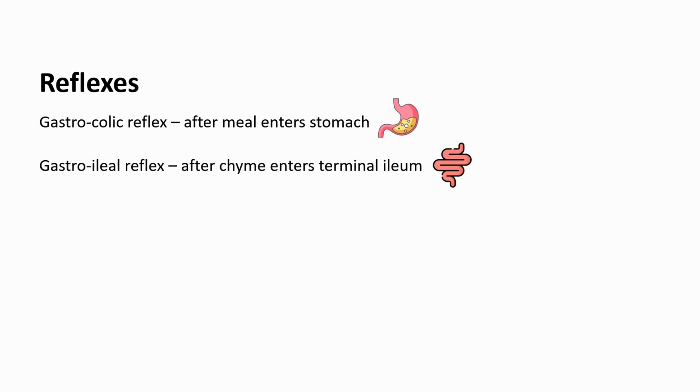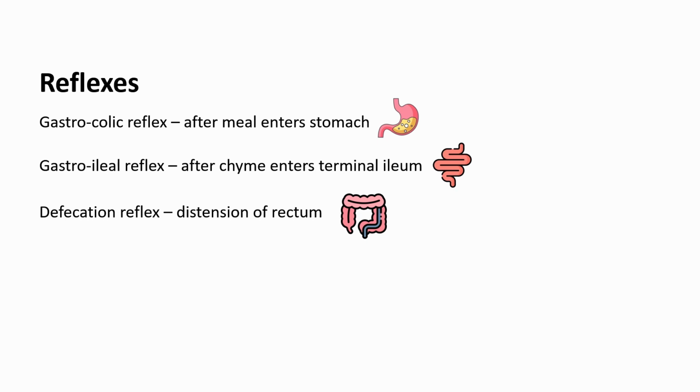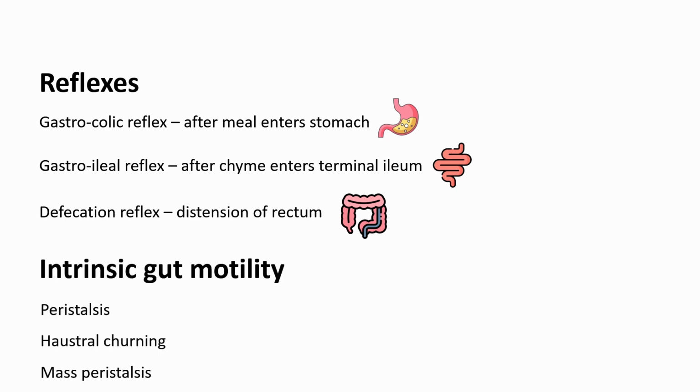The motility of the large intestine is governed by a complex system of reflexes. The three main reflexes include the gastrocolic reflex for when meals enter the stomach, the gastroileal reflex for when the chyme enters the terminal ileum, and the defecation reflex triggered by the distension of the rectum. Intrinsic gut motility comes from peristalsis, haustral churning, and mass peristalsis. Peristalsis is the rhythmic contractions, usually 3 to 12 per minute, within the large colon.